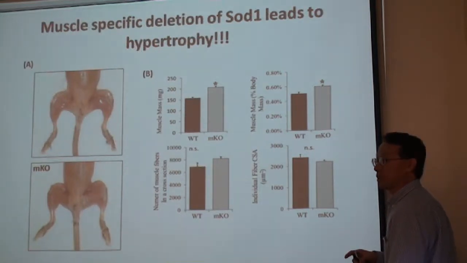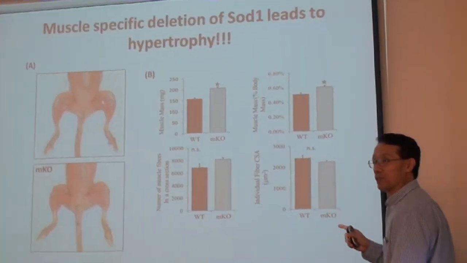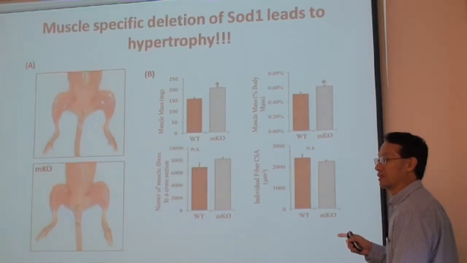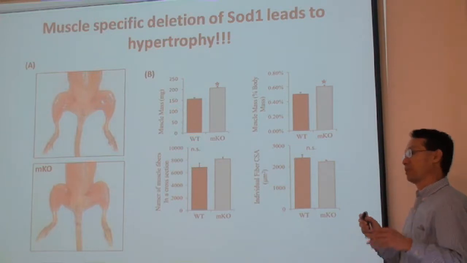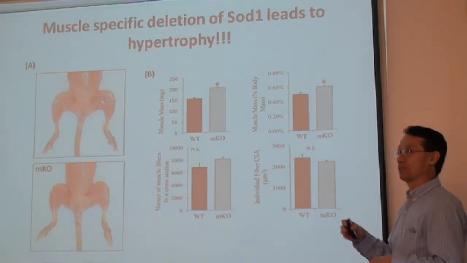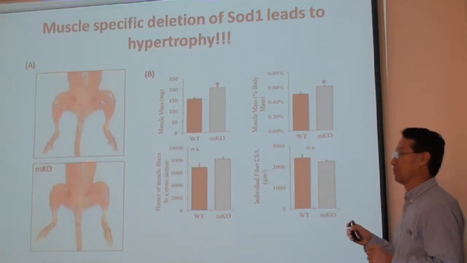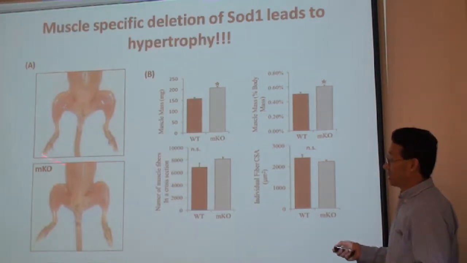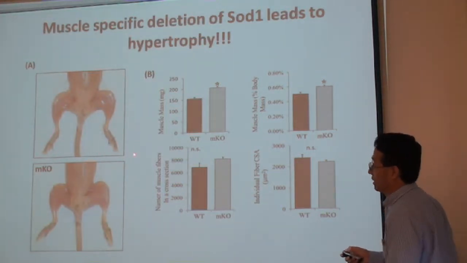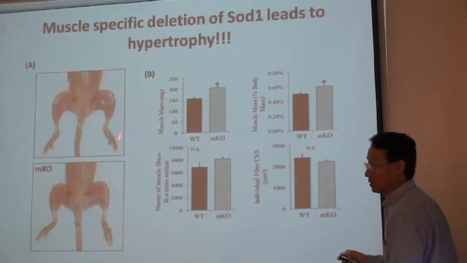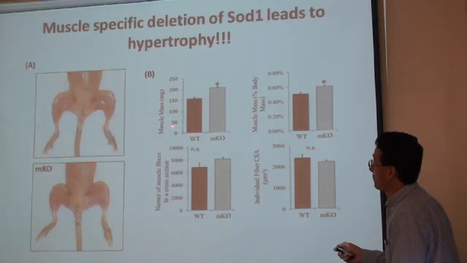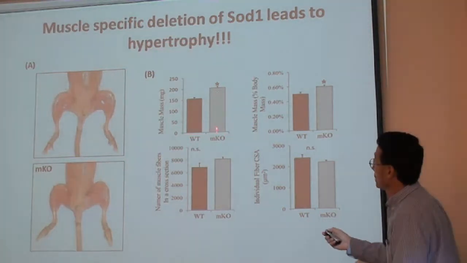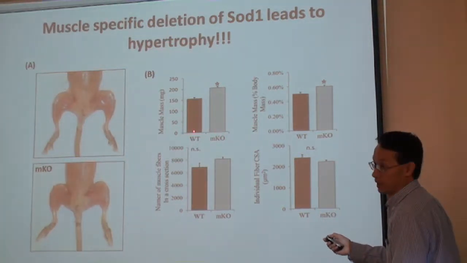We initially expected that knocking out the SOD1 in the muscle only would lead to muscle atrophy, at least not comparable to the whole body knockout, but at least you would see some decrease. However, to our surprise, in this mouse we see no change or even an increase of the muscle mass. This is the muscle mass. This is the muscle-specific knockout mouse. It increases the muscle mass compared to wild type.